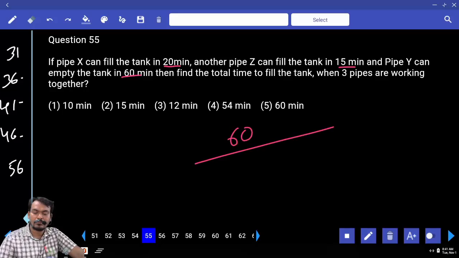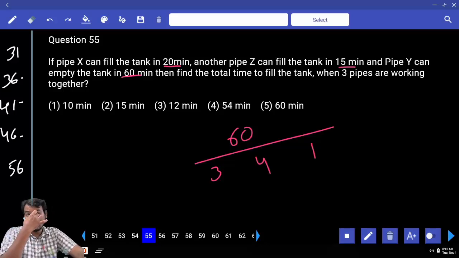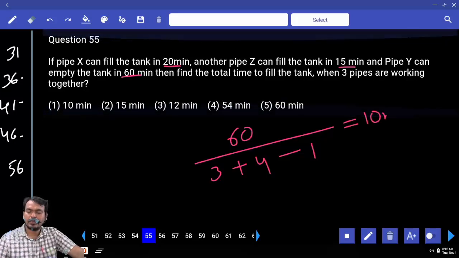20 how many times? 3 times. 15, 4 times. 60, 1 time. Numerator is total tank capacity, denominator is each one's efficiency. First two are inlets, third one is an outlet. 3 plus 4 is 7, minus 1 is 6. 60 by 6 means 10 minutes.